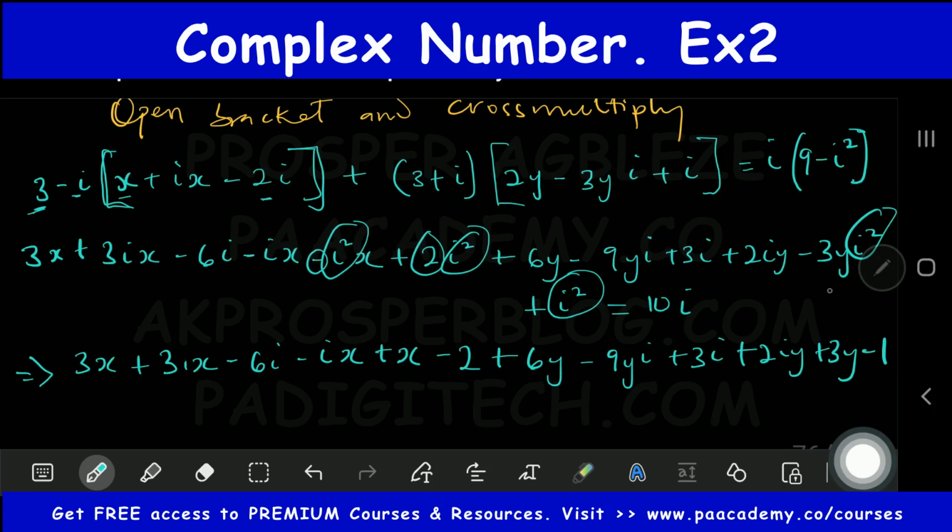And then that's going to give us equals to, do I still have space here? Okay, there's no space there. Let me just write it below. So that's equals to 10i.